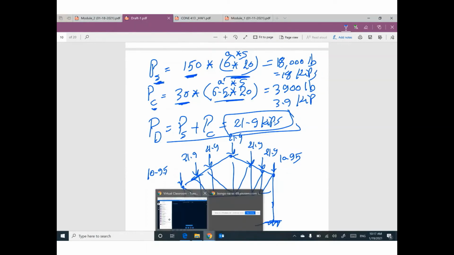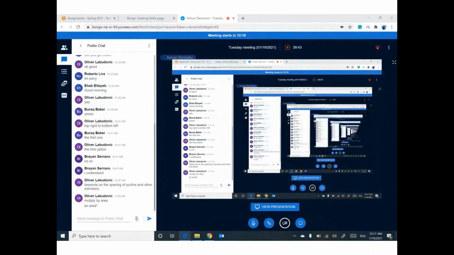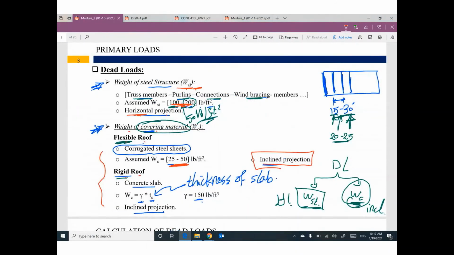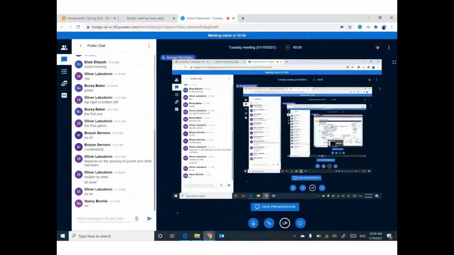Any question for this point? It's very simple. As I told you, for design courses, we don't have one solution because each student can assume different values, different spacing, different shape of trusses. So we don't have one value, we have different values, different answers. That makes sense?